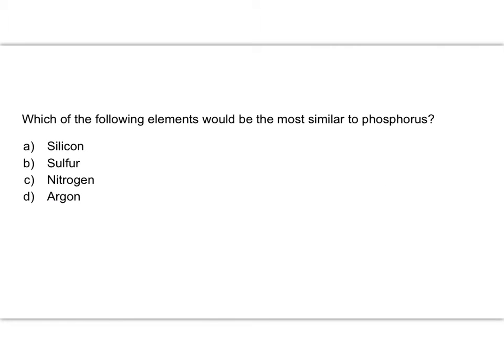Which of the following elements would be the most similar to phosphorus? Phosphorus is in group 15. So in order to find elements that would be similar, you would look at other elements in the same group or column of the periodic table. In this case, the choice is nitrogen. It's also in group 15, and therefore it should have similar properties to phosphorus.